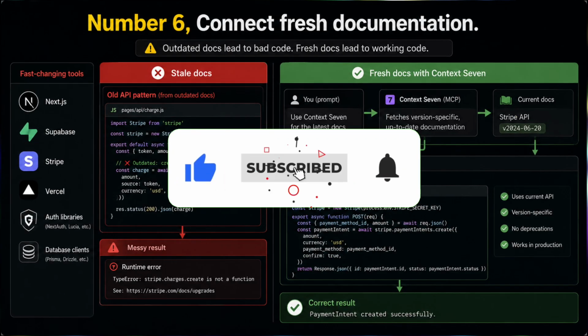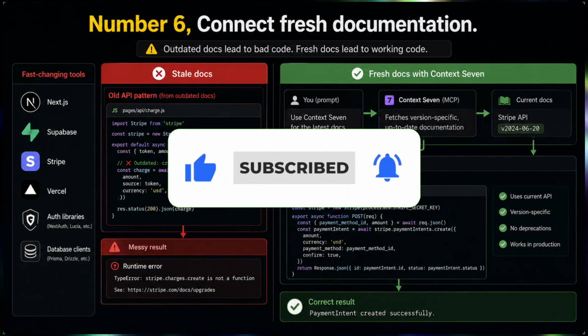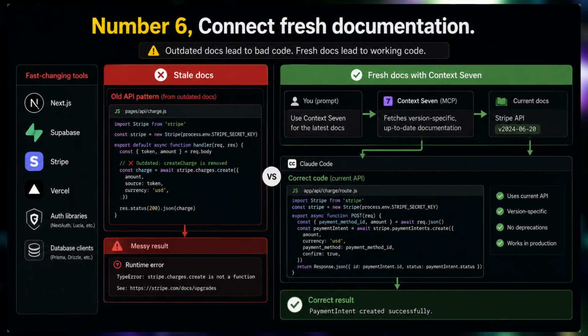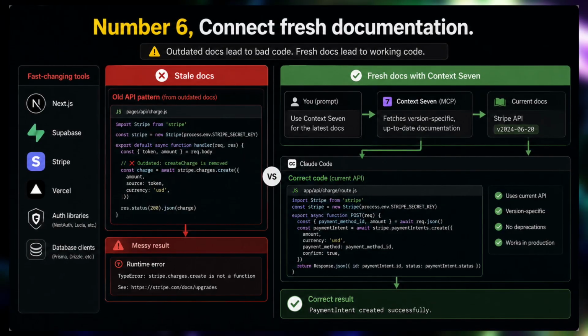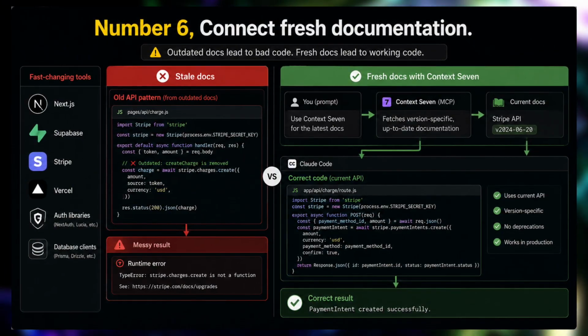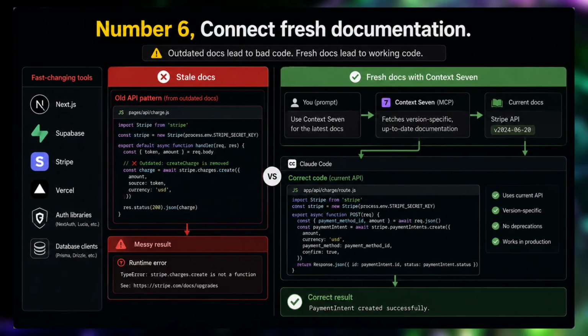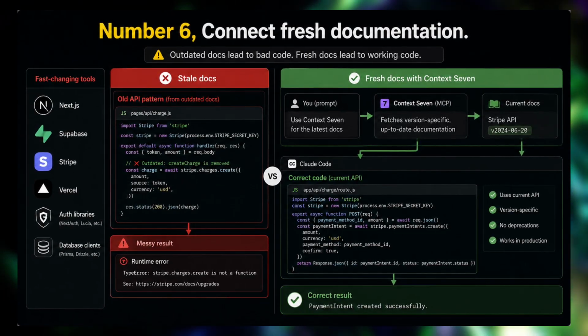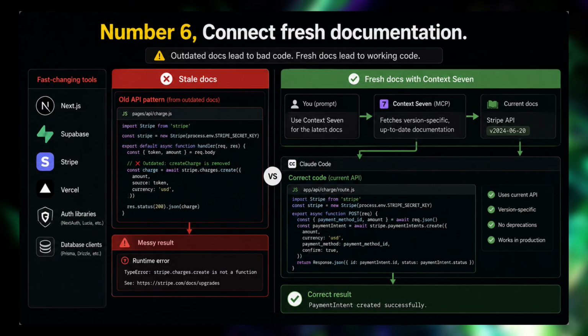Number 6. Connect fresh documentation. One of the biggest reasons Claude Code gives bad answers is stale documentation. Frameworks, SDKs, payment tools, database clients, and deployment platforms change often. If Claude writes code based on an old API, the code may look confident but fail immediately.